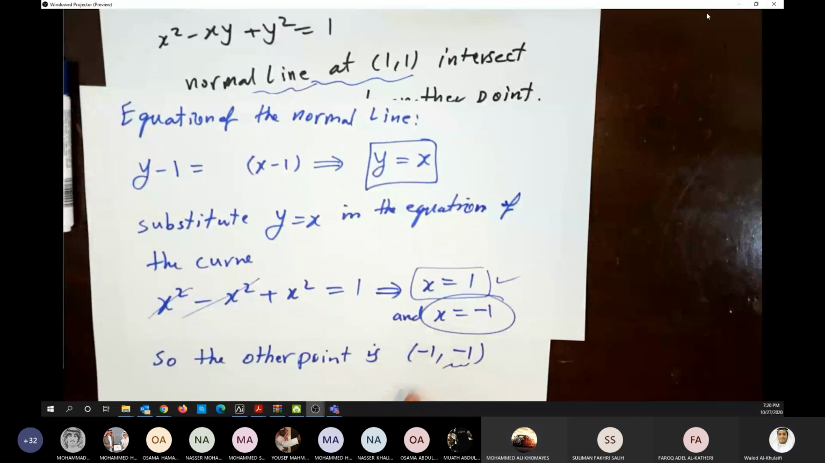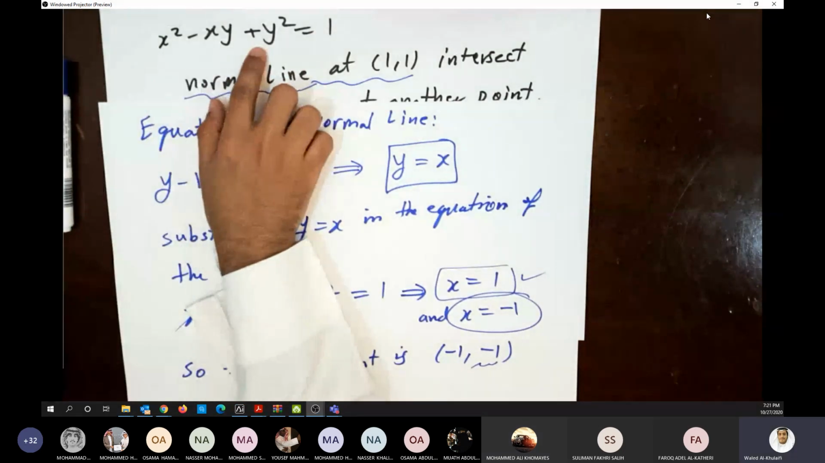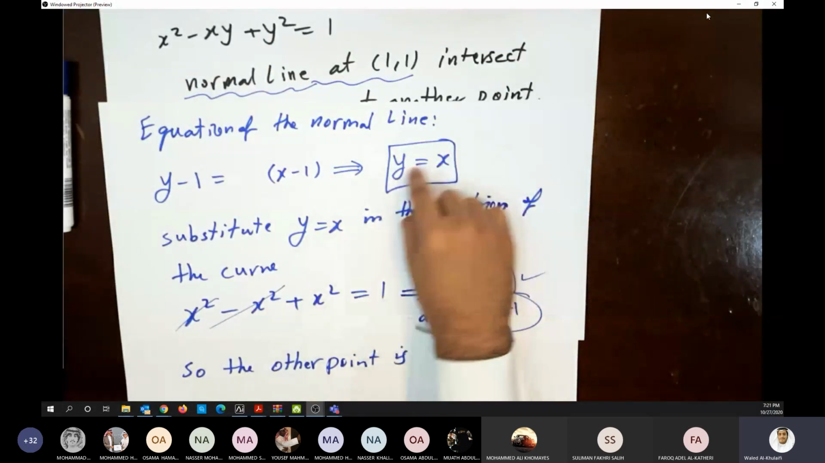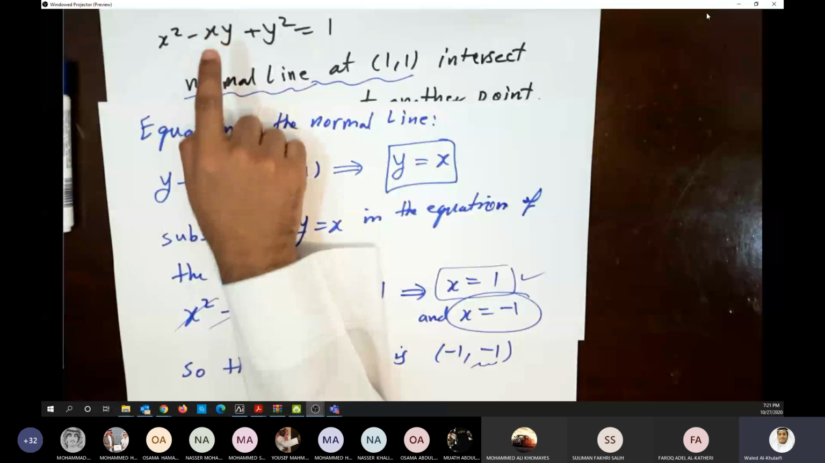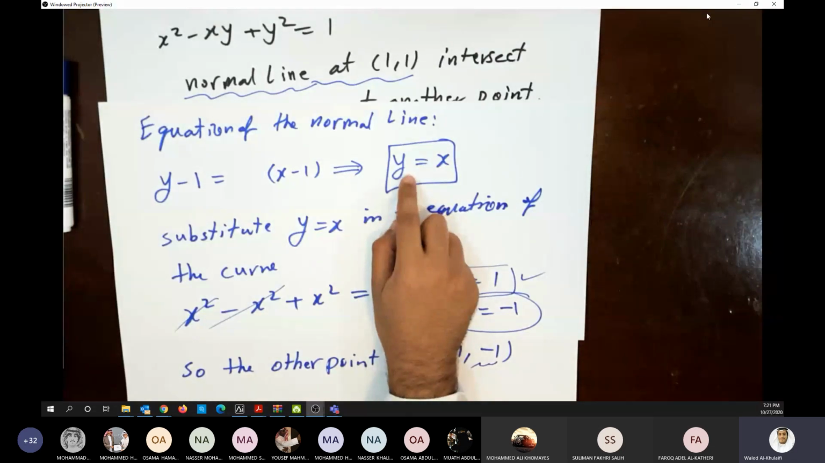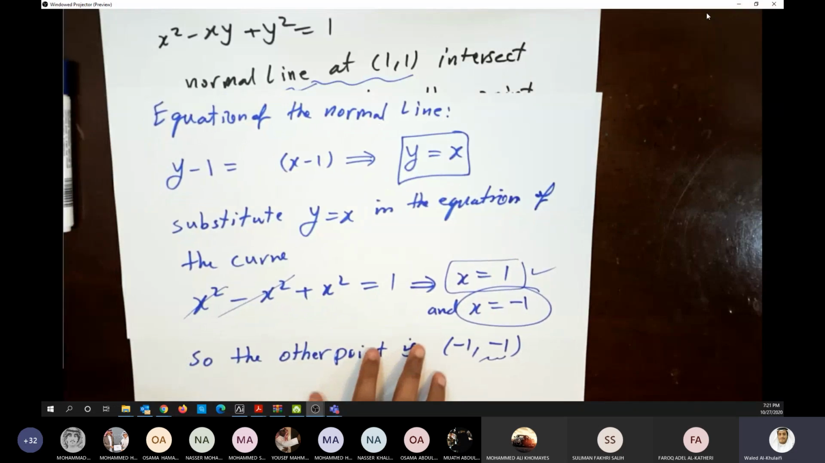Good. Even if you want to visualize the idea and make it clearer, you can graph this equation using software and sketch y equal x. You will find this familiar line, and it will intersect this curve at 2 points, at (1, 1) and (-1, -1). That's why he said this is a normal line, and it will intersect the curve at the other point, which is this one.